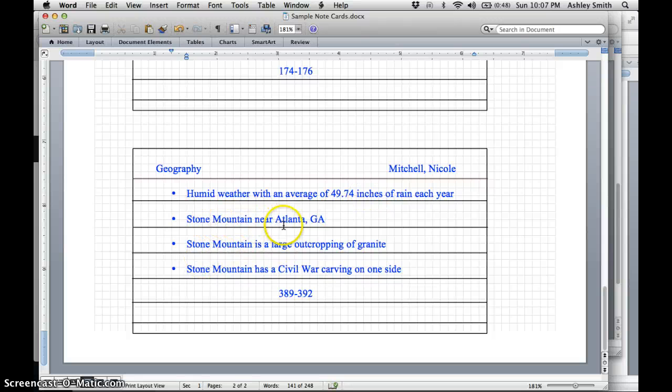So I have Stone Mountain is near Atlanta, Georgia. It's a large outcropping of granite, and it has a Civil War carving on one side.